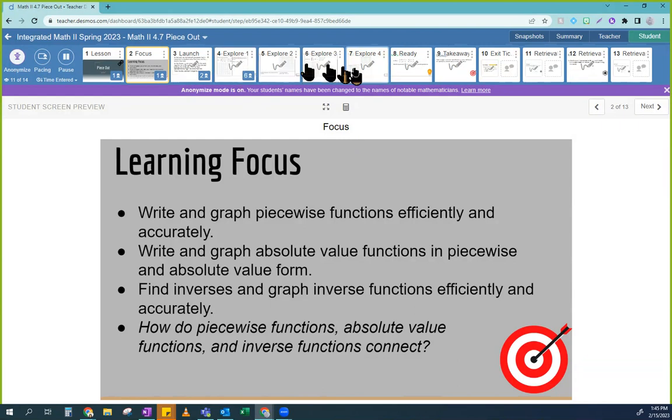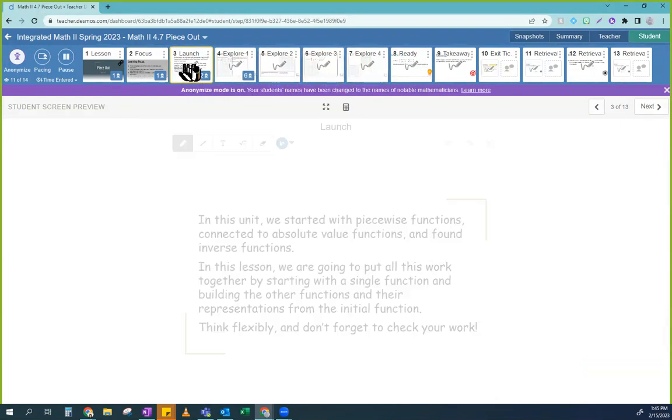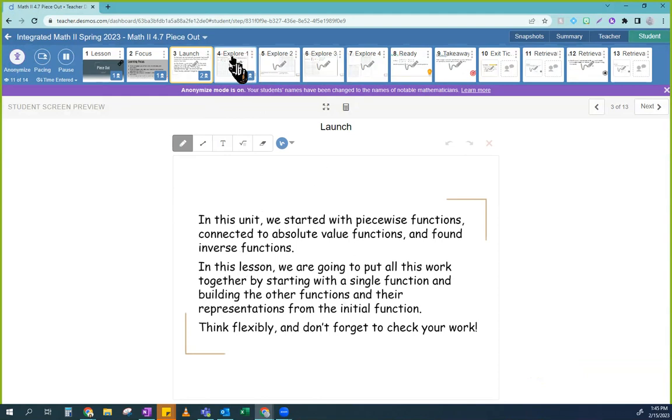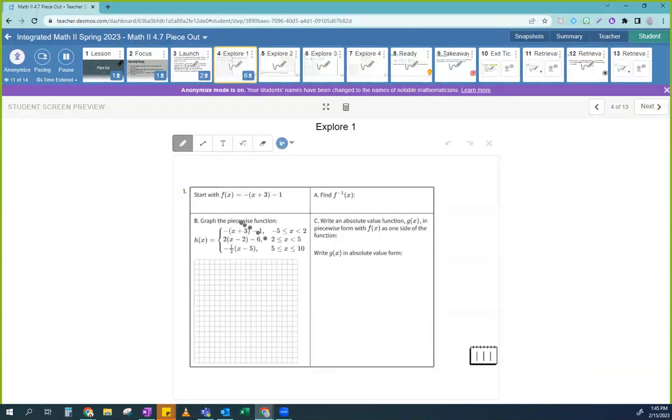So we're going to practice a bunch of times, and then you will be able to see this. This is just talking about how we're going to put it all together. So we're going to start with this function here. And the first thing they want you to do is find the inverse of that function.